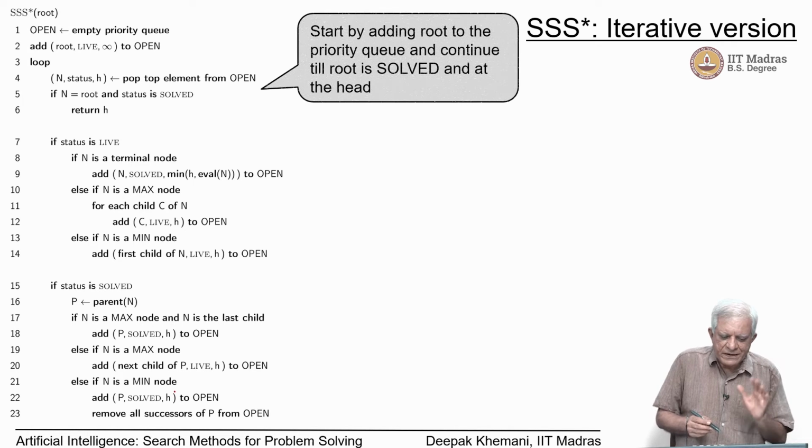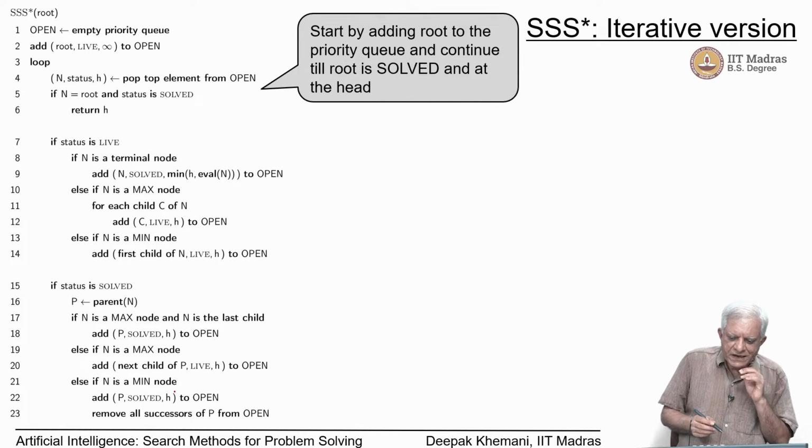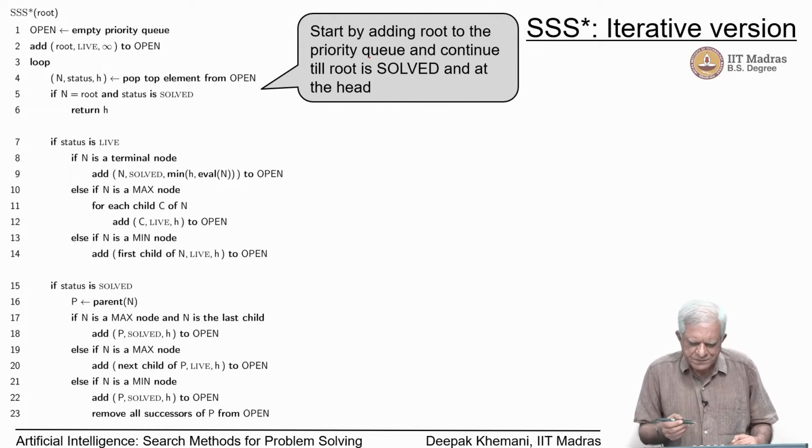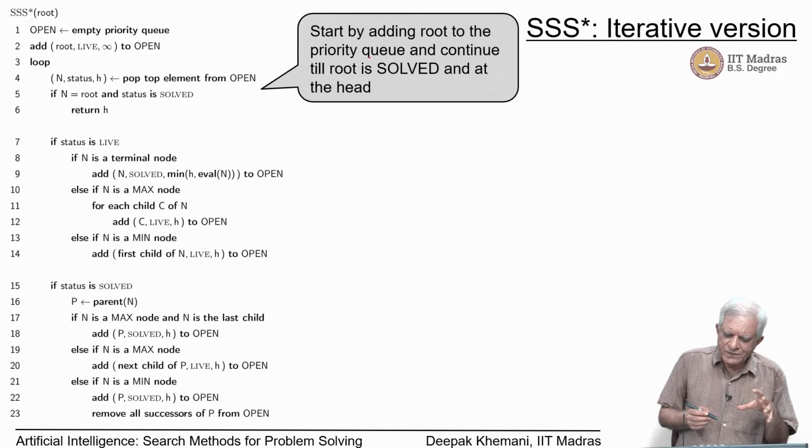In the initial phase, you start by adding the root node to the priority queue. It is a best first version, so it will maintain a priority queue, and we will continue till the root is solved, and it is at the head of the priority queue. At that point, when the root is solved and at the head, we will terminate.